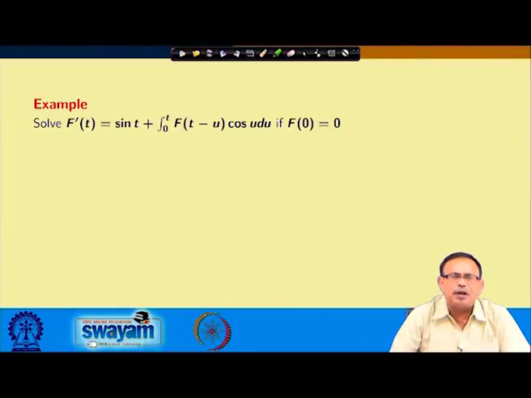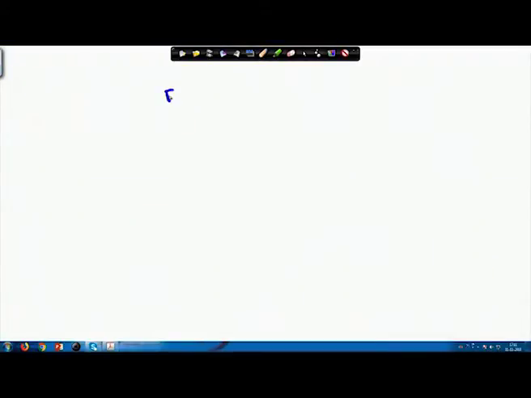Let us see another example which involves the differential type. Basically, f′ is there and f is also there; both f and its derivative are there, and we have to find the function f(t). So we want to solve f′(t) = sin t + ∫₀ᵗ f(t−u) cos u du, provided f(0) = 0; the condition is given here.